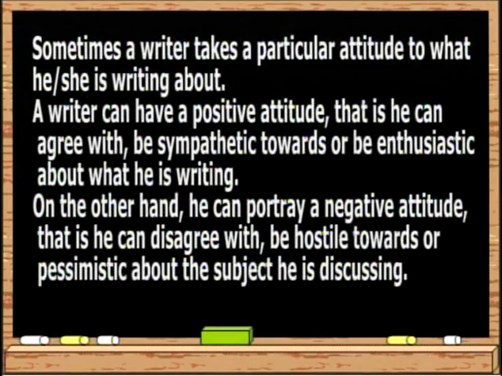Sometimes the writer takes a particular attitude to what he or she is writing about. A writer can have a positive attitude. That is, he can agree with, be sympathetic towards, or be enthusiastic about what he's writing. On the other hand, he can portray a negative attitude. That is, he can disagree with, be hostile towards, or pessimistic about the subject he's discussing.